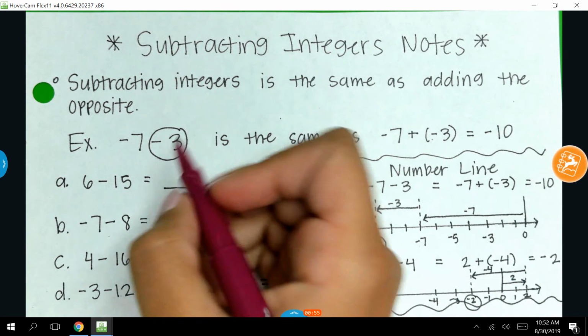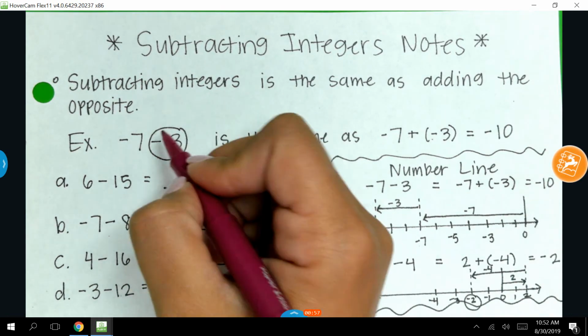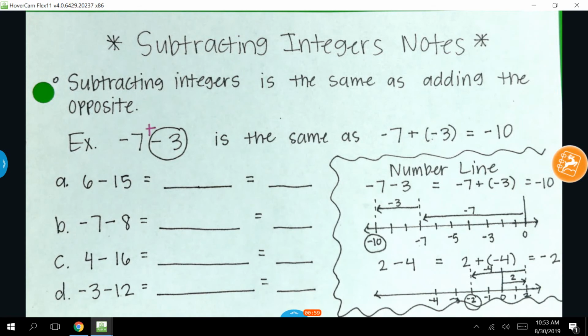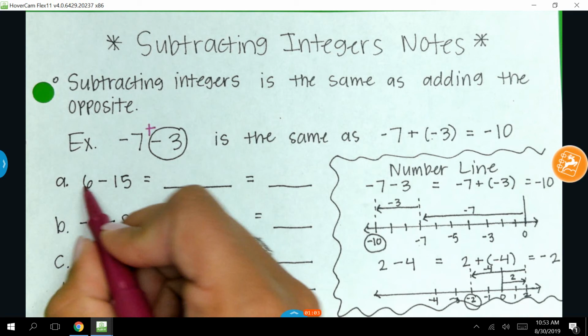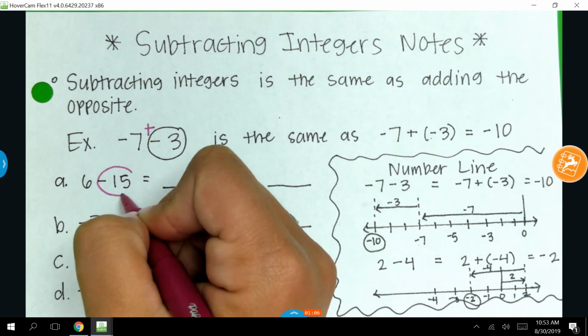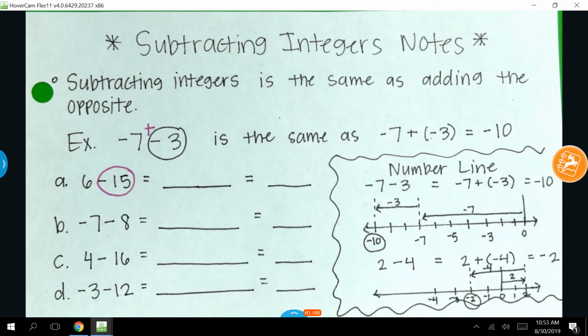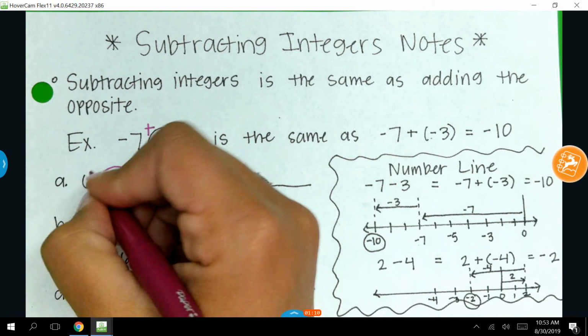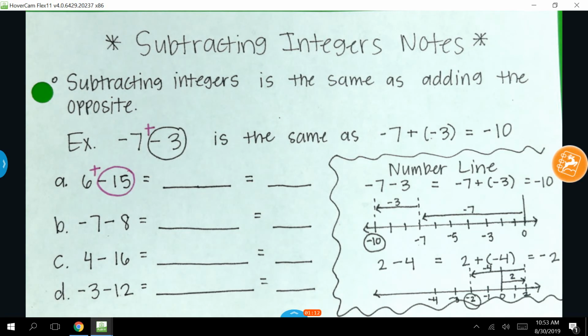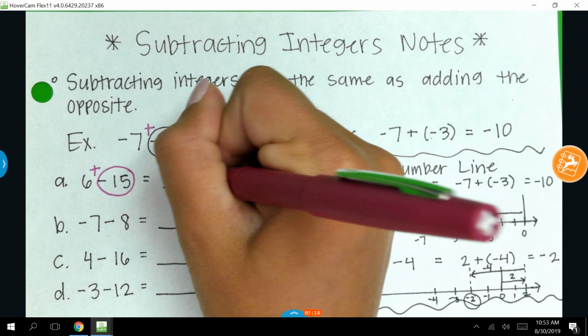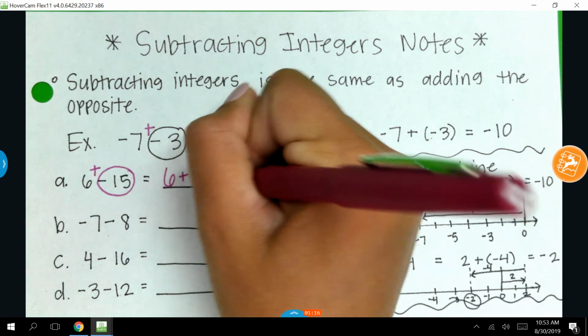So what we're doing is circling that minus and whatever number follows, then adding a plus sign in between so that it gives you an addition problem. So 6 minus 15, that means I'm circling minus 15, it becomes a negative 15, and I'm adding those two numbers together. So I have 6 plus negative 15.